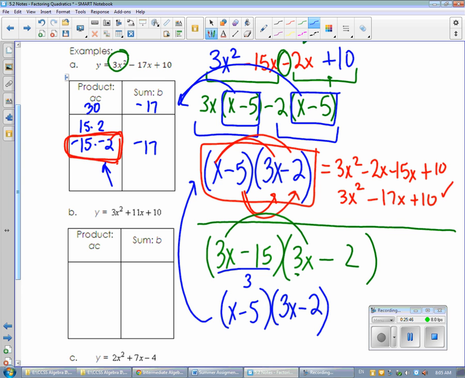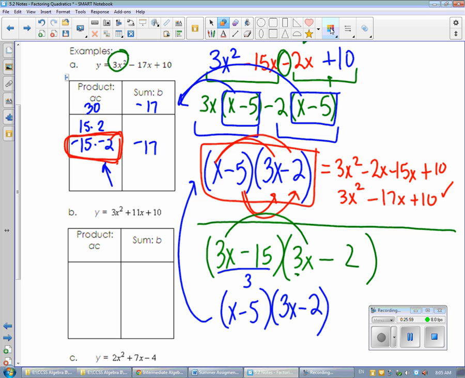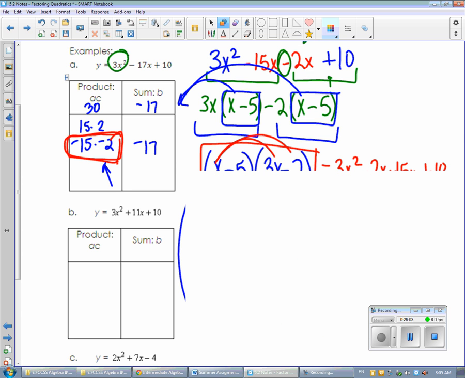So I'm going to do one more example with you. We'll do the 3x squared plus 11x plus 10. Let me just give myself a blank slate to work with. Okay, so we're going to start off the same way that we did before.